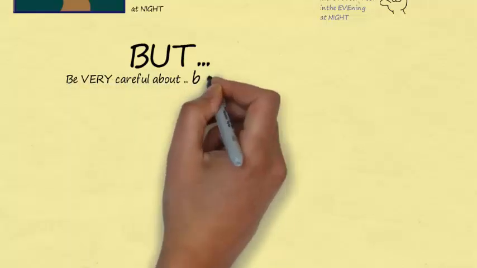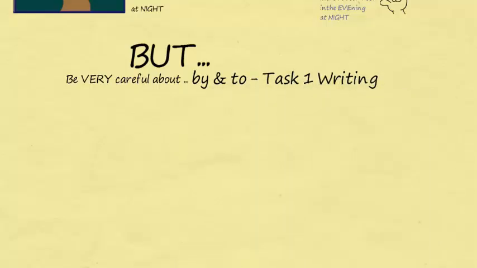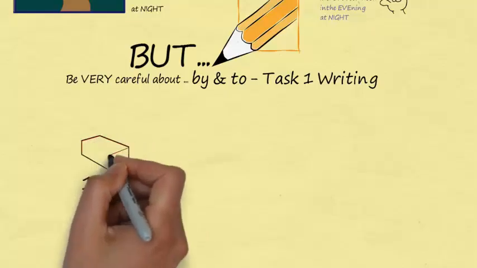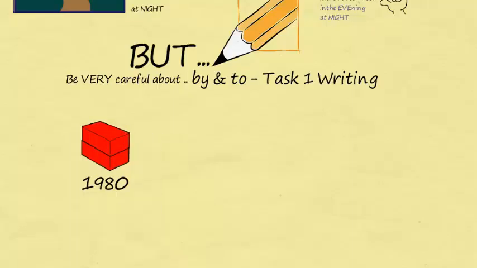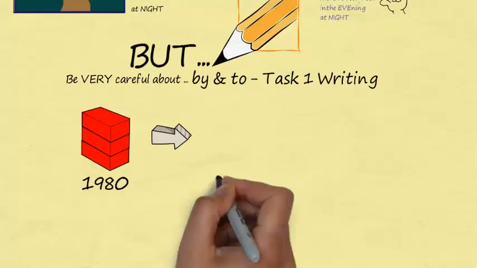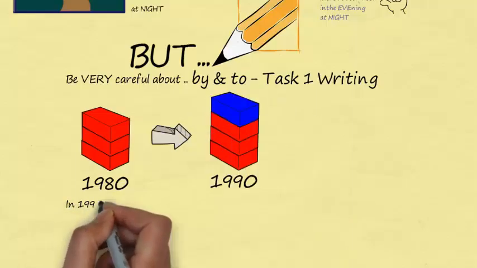But if we now turn to writing, we have to be very careful about using by and to in task 1 writing. It can be very, very tricky, and we must make sure we don't make mistakes here. Have a look at these bricks drawn and notice how many bricks are drawn in 1980, and then comparing that to 1990. Now this information, we're presenting it nice and simply here. This could be in a line graph or a pie chart or a table.